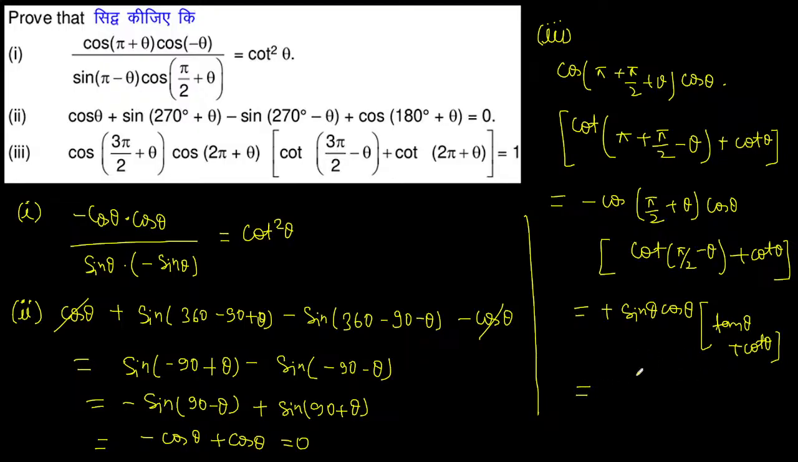This is going to be sin cos, sin by cos, cos by sin. On taking LCM, we are going to get 1. Sin square plus cos square is 1. Sin into cos cancel, 1.